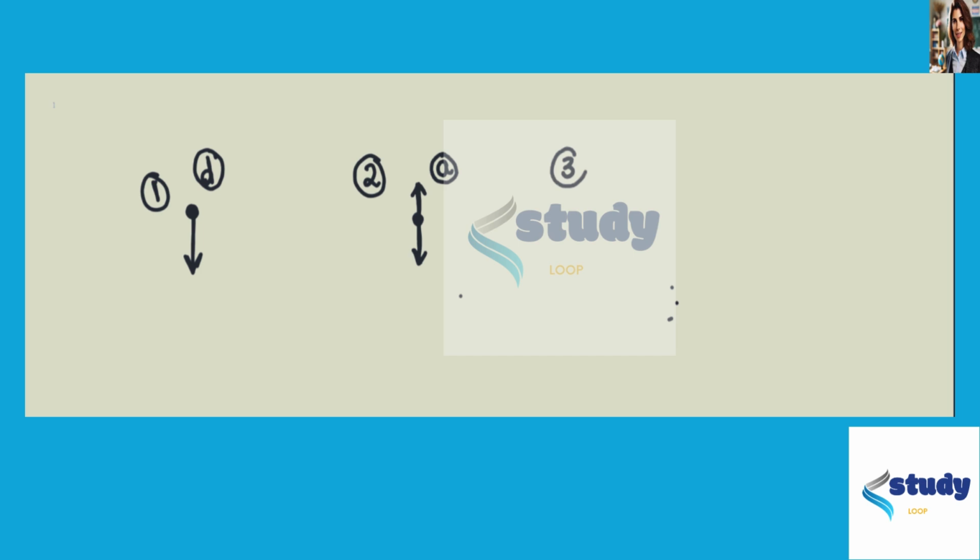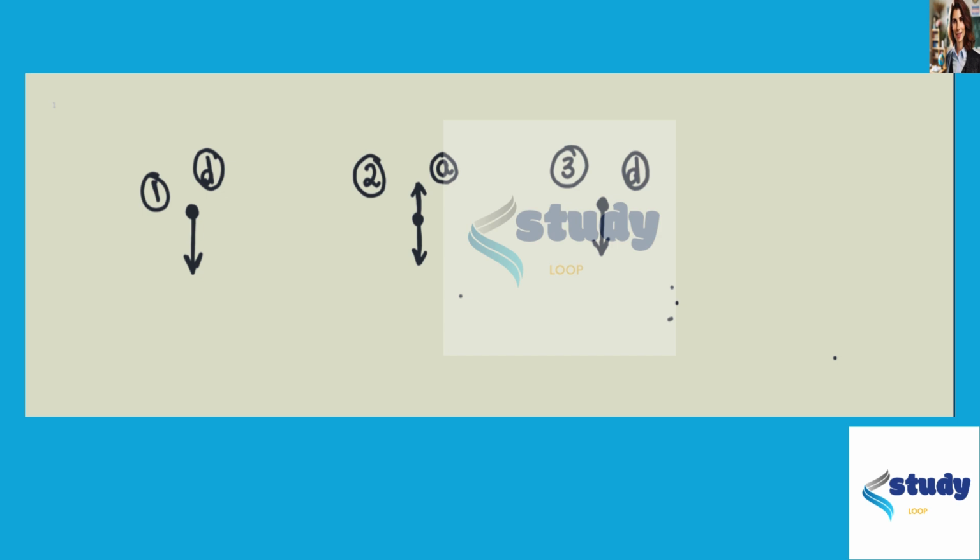For the third one, a ball is falling down. When a ball is falling down, it's acted upon only by the force of gravity. So that would be force diagram D as well.